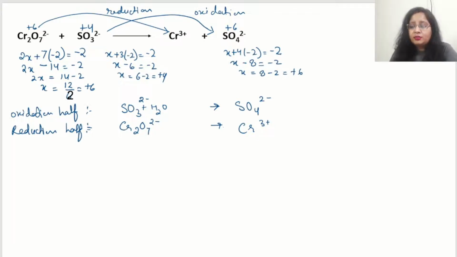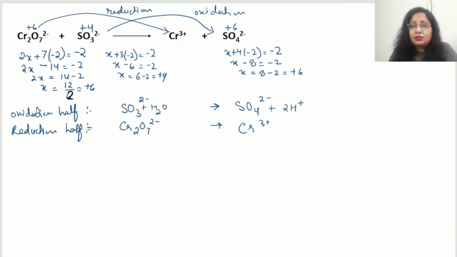Now next step is balancing the hydrogens. Hydrogen left hand side 2, right hand side none. Then what we will do? We will write H plus ions to balance the hydrogen. So we will write 2H plus. Now our hydrogen is balanced. Clear? After that the next step is to balance the charge.